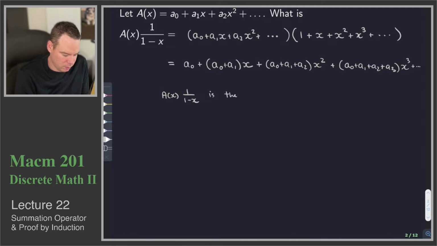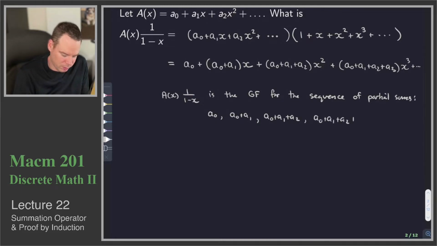is the generating function for the sequence of partial sums: a0, a0 plus a1, a0 plus a1 plus a2, a0 plus a1 plus a2 plus a3, and so on. And it's because of this we call 1 over 1 minus x the summation operator.